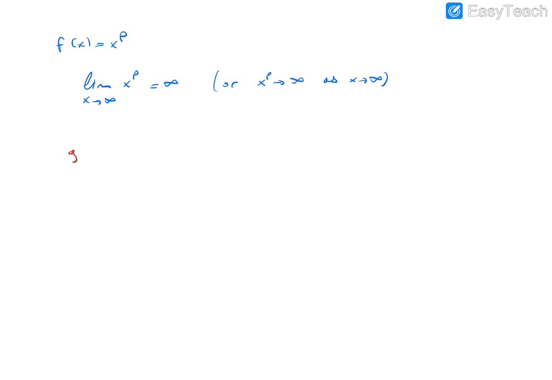And similarly for the function g of x, which is 1 over x to the power p, since this is the reciprocal of a very large number, which is a very small number if x is a very large number, it follows that 1 over x to the power p approaches 0. So 1 over x to the power p approaches 0 when x goes to infinity. Okay, in limit notation, limit when x goes to infinity of 1 over x to the power p equals 0.